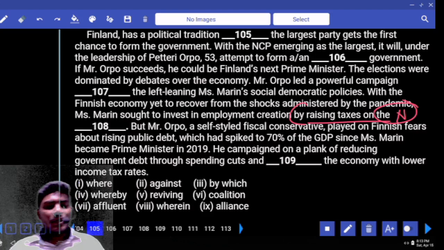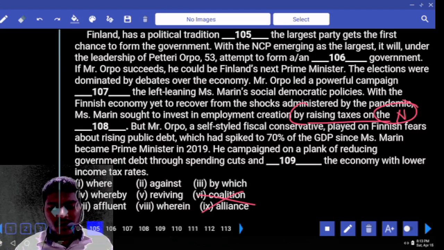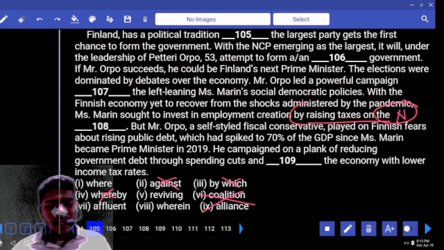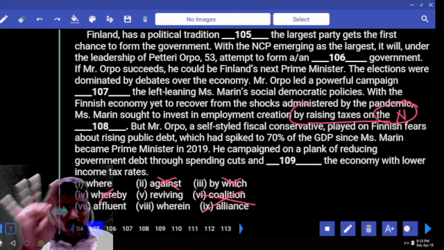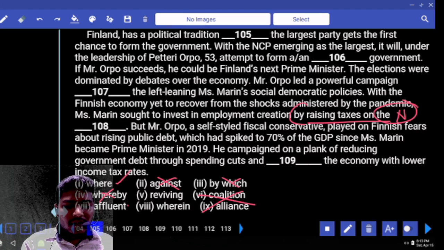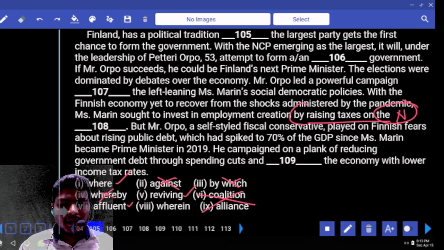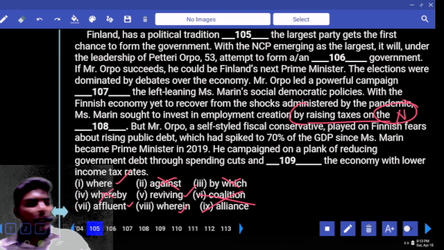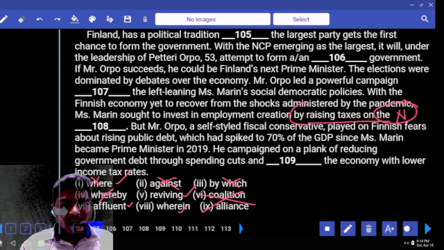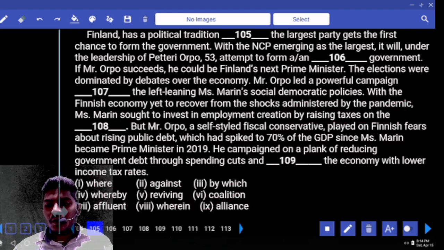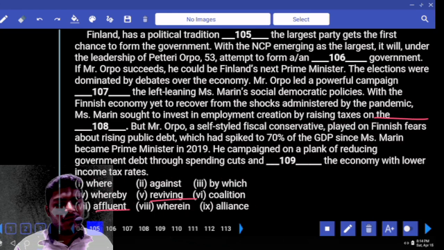Noun is needed. Now 6 and 9 are already out. What else is out? Against is out. The other one, by which, whereby, is out. Now tell me what is the answer. We have only 4 options. One is where, another one is affluent, another one is reviving, another one is wearing. Can you tell me 2 options here? Where and wearing, both of them are out. Now the is followed by reviving or affluent. Tell me the answer.